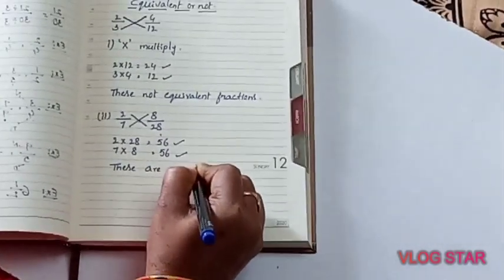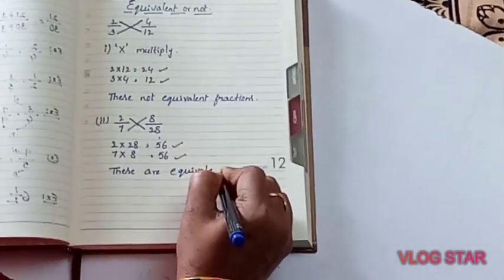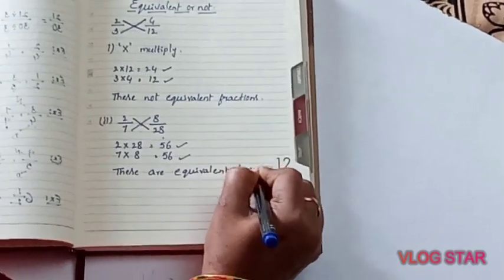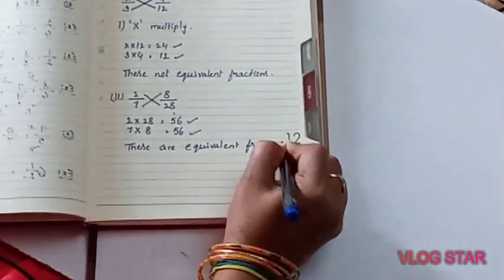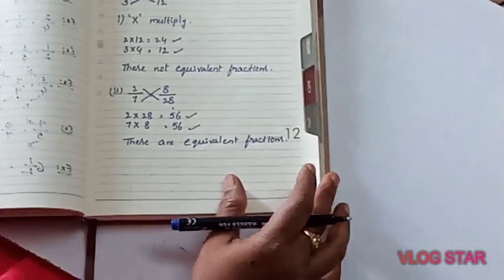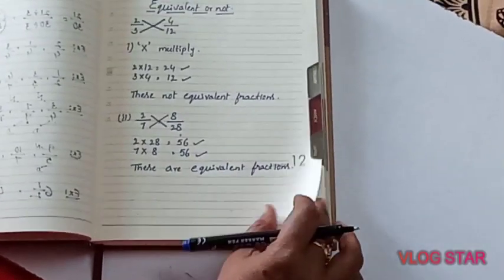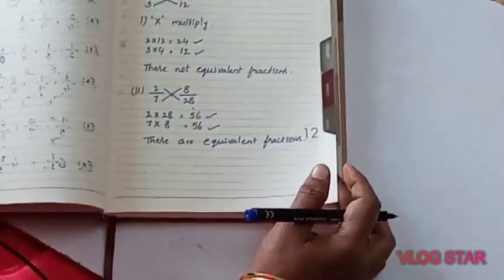What are these? Equivalent fractions. Last session we understood that equivalent means equal value. So this is how you need to find whether the given fractions are equivalent or not.